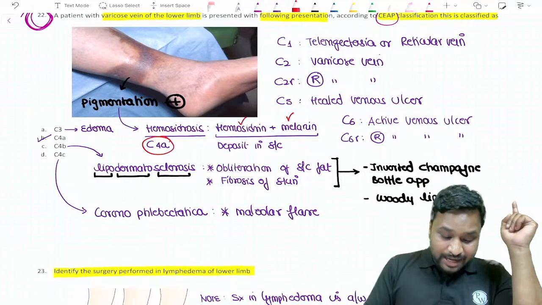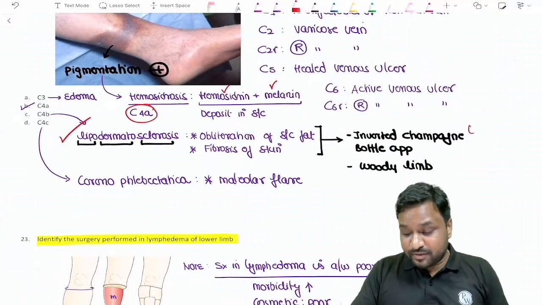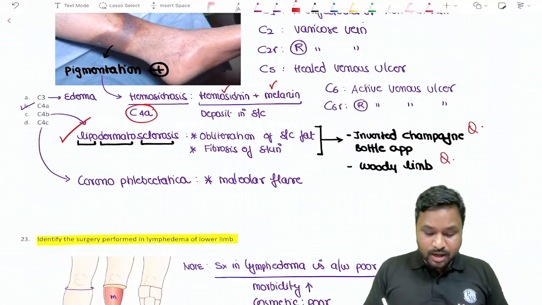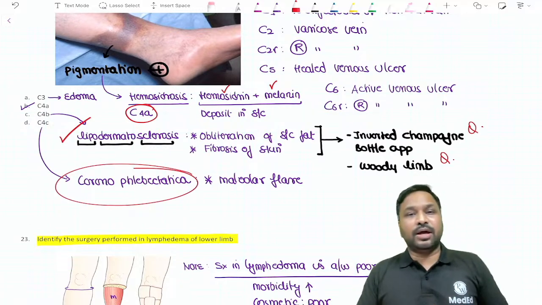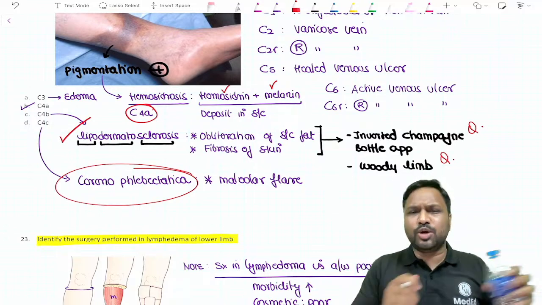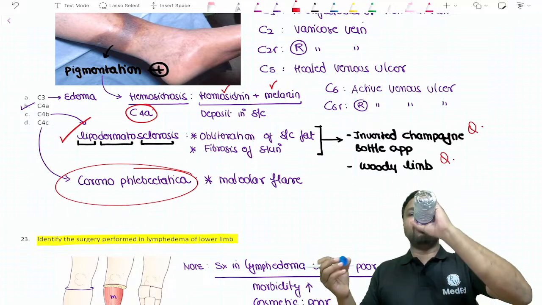Do not forget, lipodermatosclerosis, which is a 4B. It is also going to present to you as inverted champagne bottle appearance and the woody limb. Do not again miss on this, right? Corona phlebectatica is your malleolar flare, right? CEAP classification in varicose vein is going to be absolutely important. Do not miss this before going to the exam.